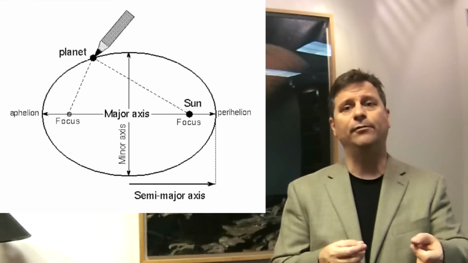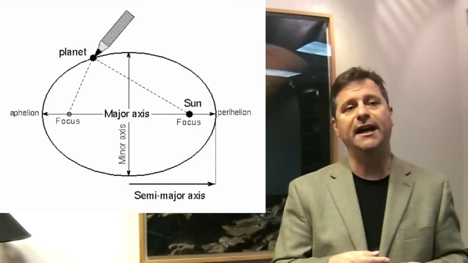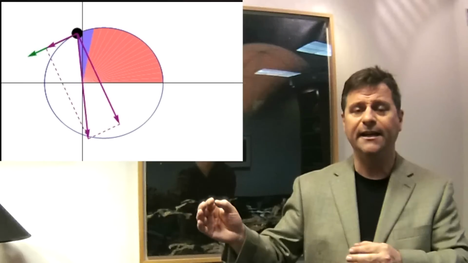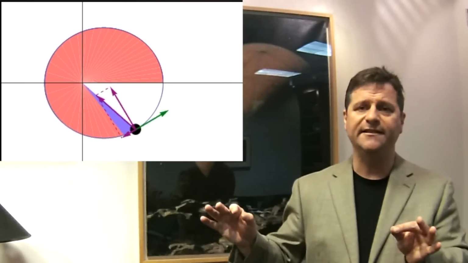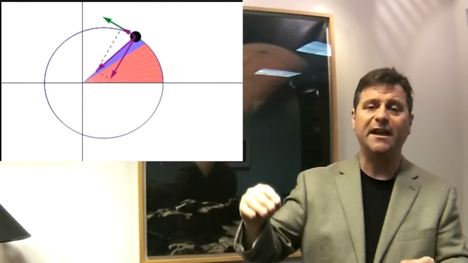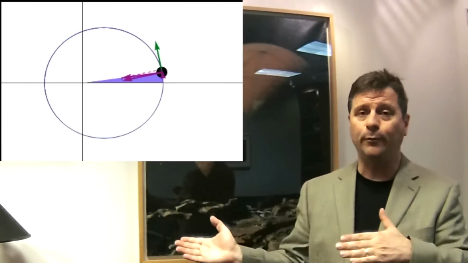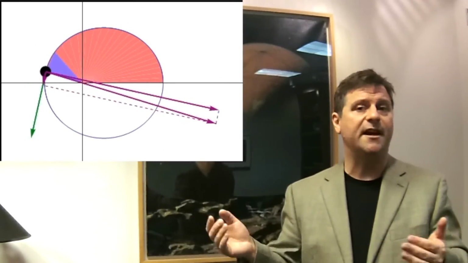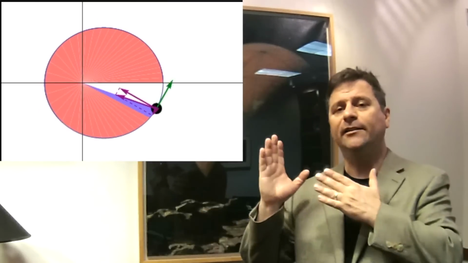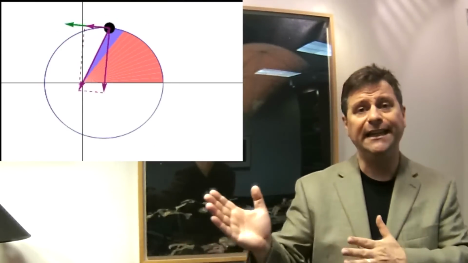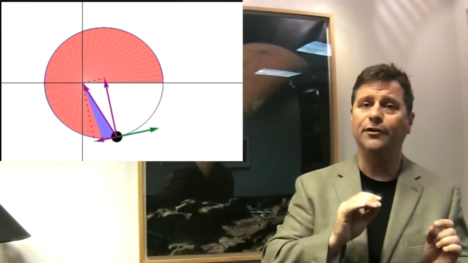The second of Kepler's laws that he published in 1609 was about area. As a planet orbits the sun, the line between the planet and the sun sweeps out an area. If we determine the area swept out by that line, say in a week's time or a month's time, it will always sweep out an equal area in an equal time.